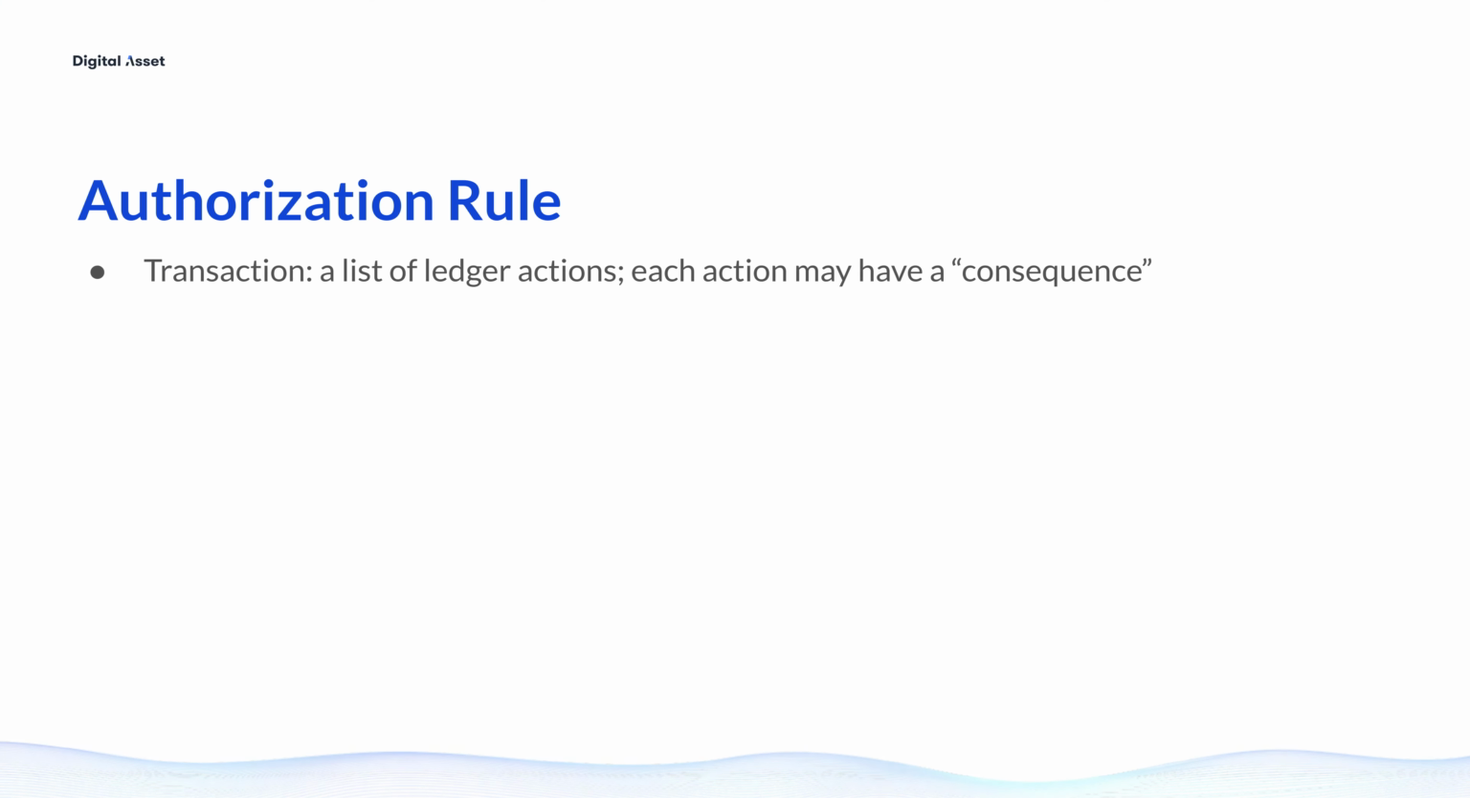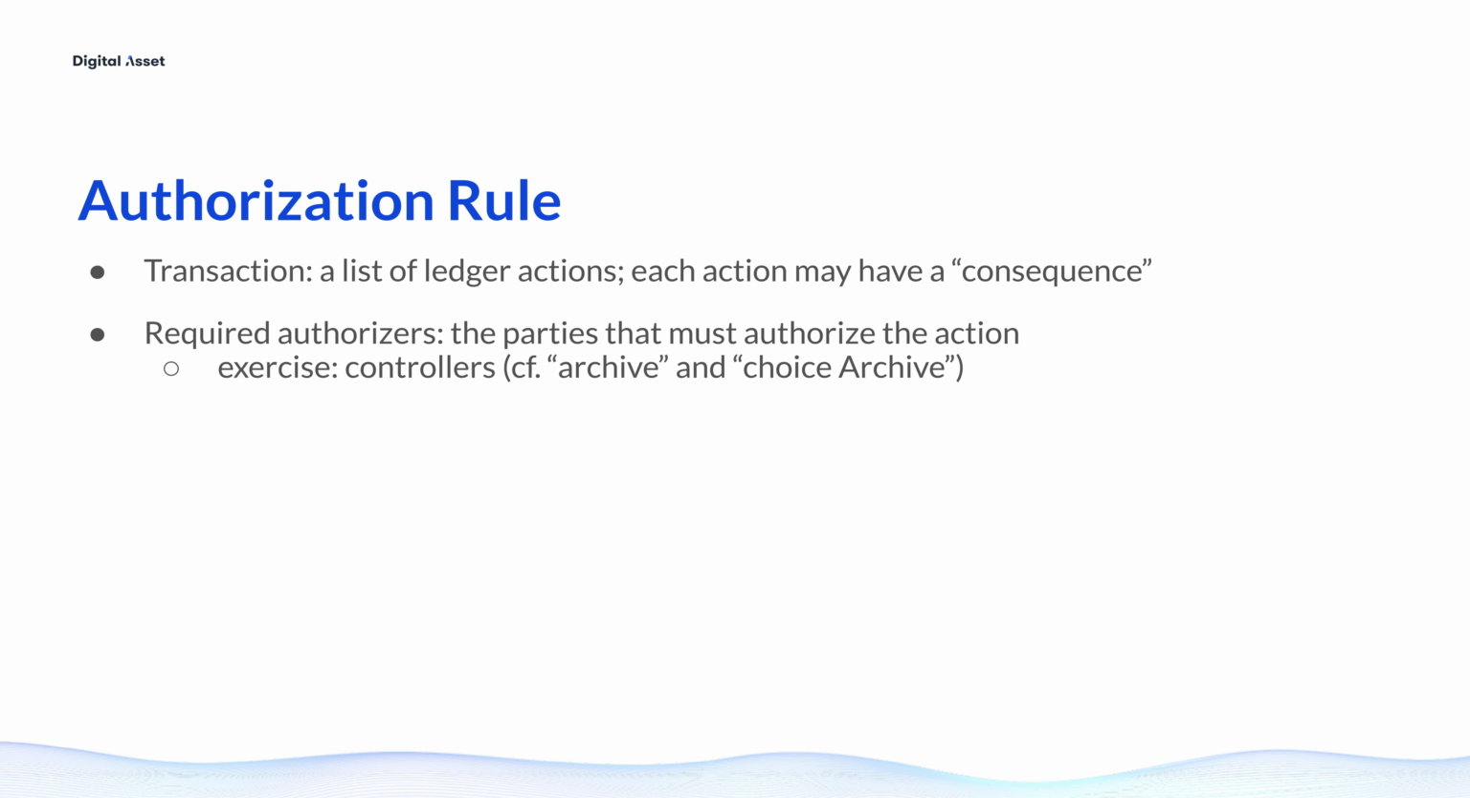You learned that a transaction is a list of ledger actions, and an exercise action exercises a choice on a contract, resulting in a list of sub-actions called the consequences. Each action has a set of required authorizers, the parties that must authorize that action. The required authorizers of an exercise action are the controllers on the corresponding choice. Remember that the built-in archive is just a shorthand for exercising the implicit archive choice with the signatories as controllers.